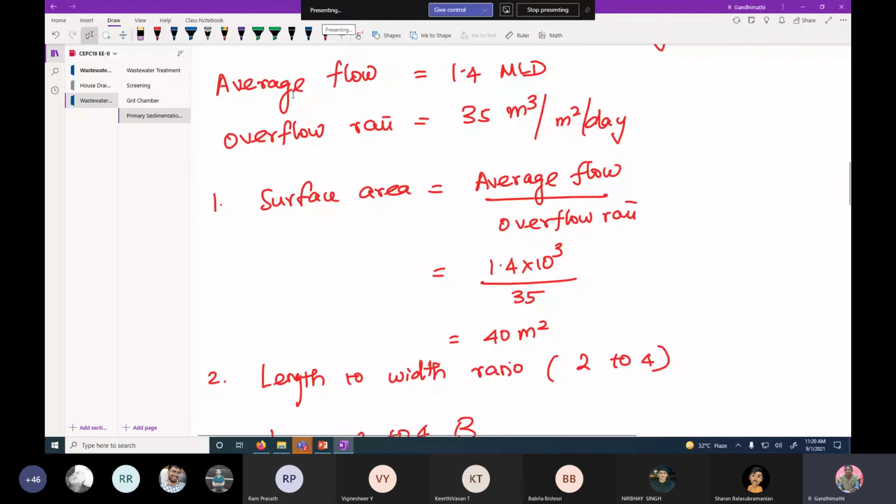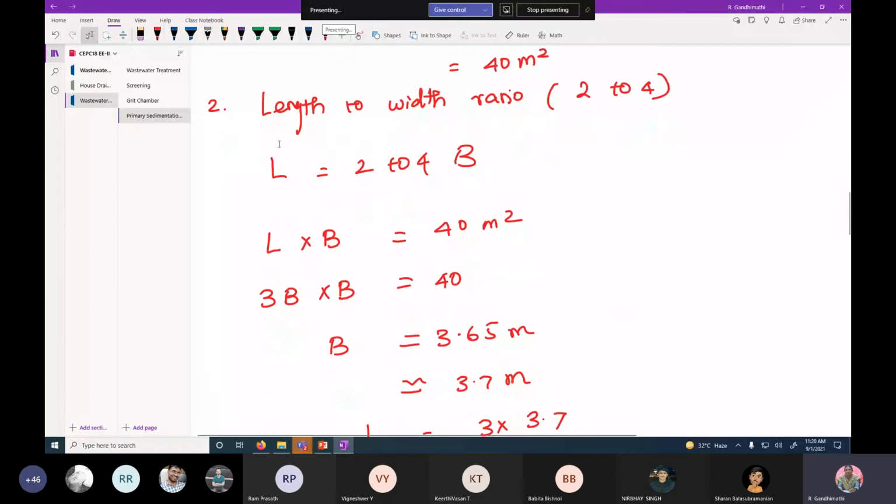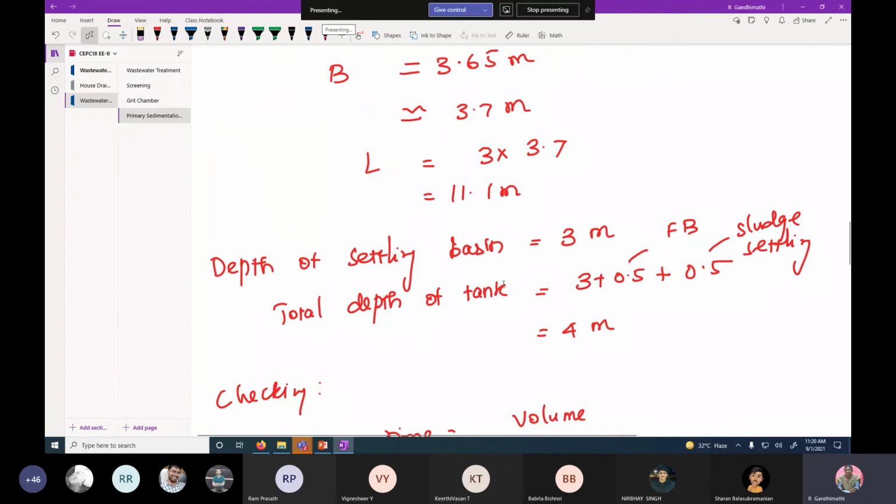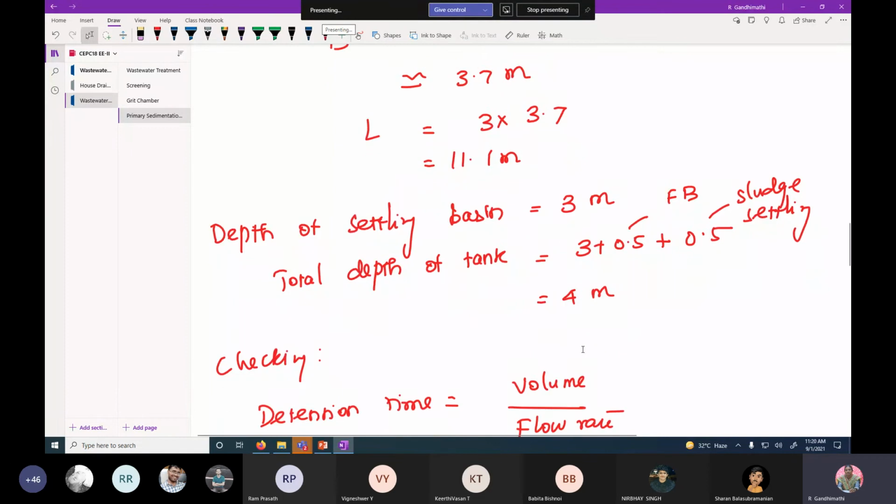Okay, they have given the average flow rate, overflow rate, calculate the surface area, then assume length to width ratio as 2 to 4. And then with this, you calculate what is the length, what is the width of the chamber. Then assume the depth of the flow is 3 meter. You can have an assumption for freeboard and sludge settling zone, that is 0.5 meter. Total depth of the tank is 4 meter.